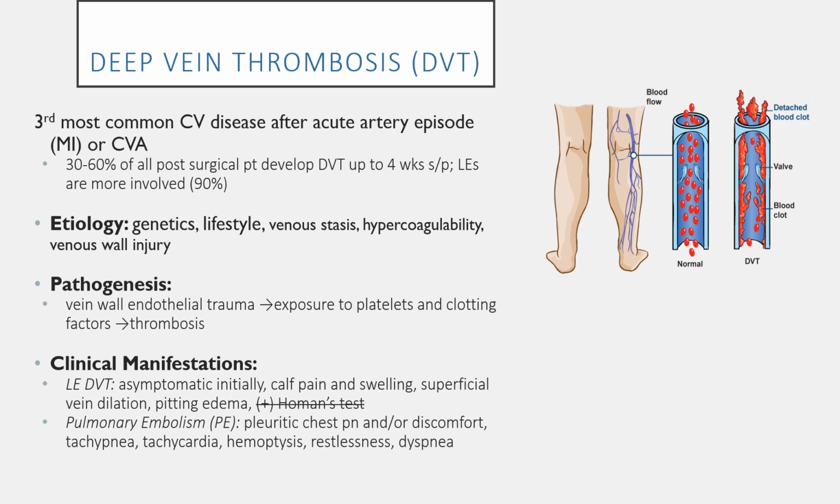Pathogenesis is vein wall endothelial trauma leads to exposure to platelets and clotting factors, resulting in thrombus. Clinical manifestations: lower extremity DVT, initially asymptomatic, calf pain and swelling, superficial vein dilation, pitting edema, and positive Homan's test. Pulmonary embolism, pleuritic chest pain and/or discomfort, tachypnea, tachycardia, restlessness, and dyspnea.